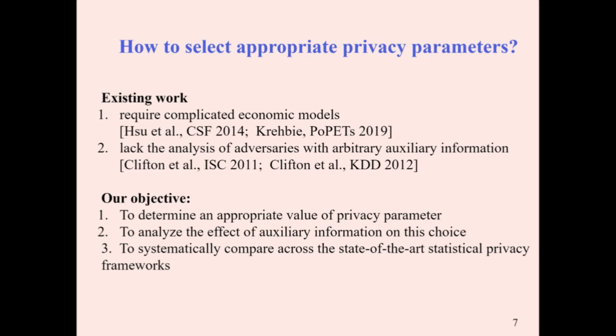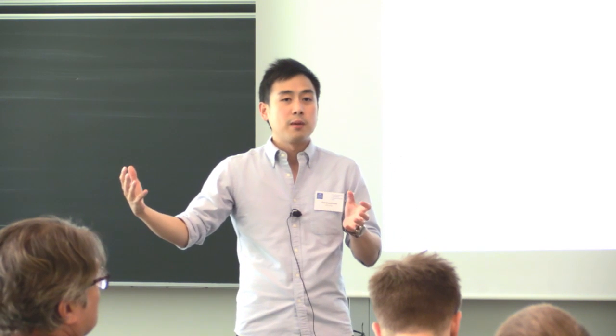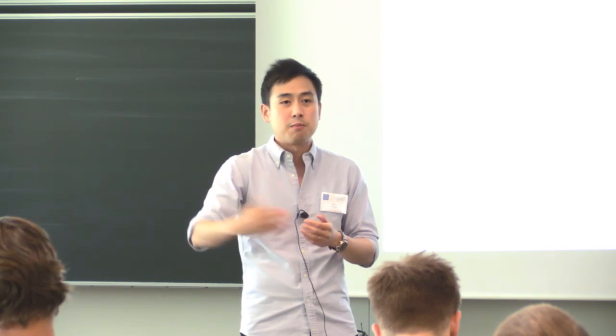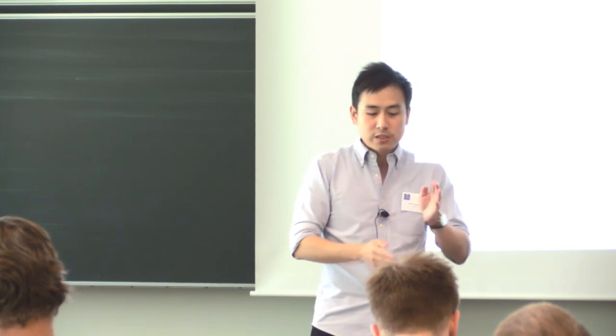However, epsilon, which is the privacy budget, has a different challenge of interpretation, of figuring out what it means and how to set it. There are existing works on how to select the appropriate value. However, one class of works relies on economic models, which a lot of times can be complicated and difficult to derive the exact value, and relies on surveys, etc., as we have seen in the last session. Another part of existing works didn't consider auxiliary information, which we know sometimes can affect how effective the attack would be.